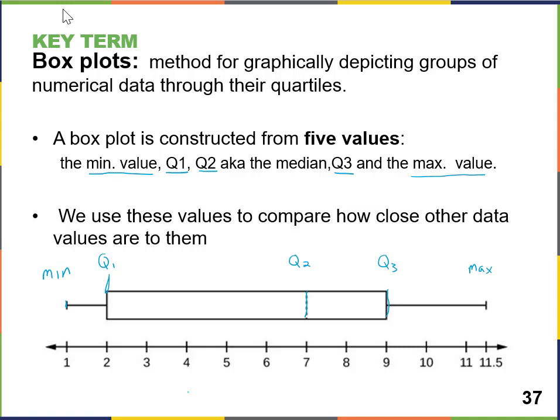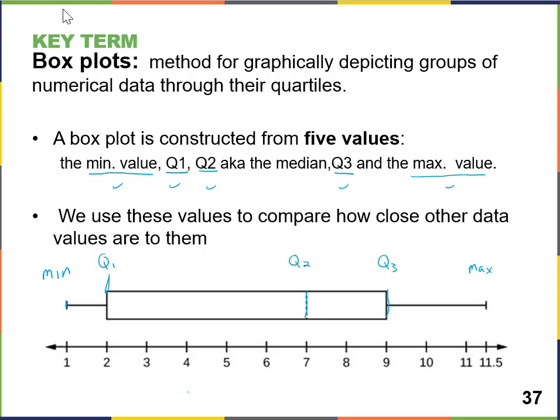Typically, you can be presented with both scenarios. The first one being you have a data set and you need to build a box plot. If you have to build a box plot, it's up to you: find the min, calculate Q1, Q2, Q3, find the max, and use those values to build the box plot. On the other side, you may be given a box plot and you have to interpret what's going on.